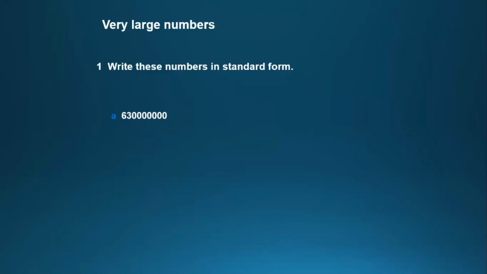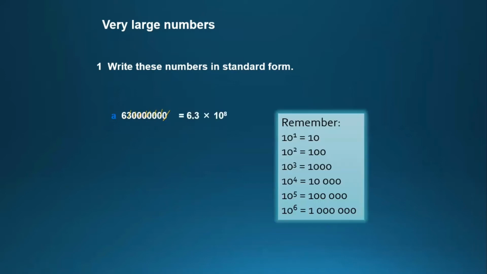Remember, when the numbers are very large and we have to write them in the standard form, the power of 10 is always positive. So what we look at here, after 6, after the single digit, is how many places are there. 1, 2, 3, 4, 5, 6, 7, and 8, right? So this is going to be 6.3 into 10 to the power 8. 10 to the power 1 means 10. If there are two zeros, 100 is 10 to the power 2. 1000 is 10 to the power 3. 10,000 is 10 to the power 4 and so on.